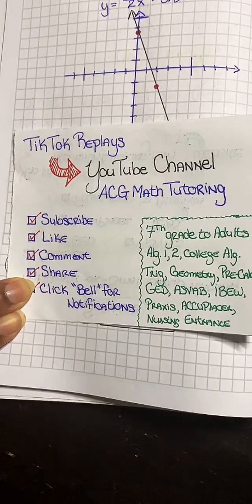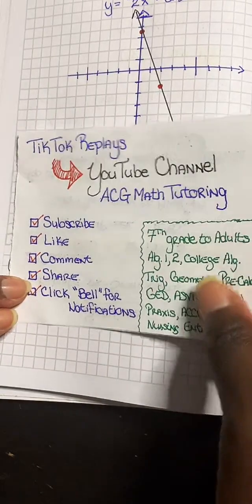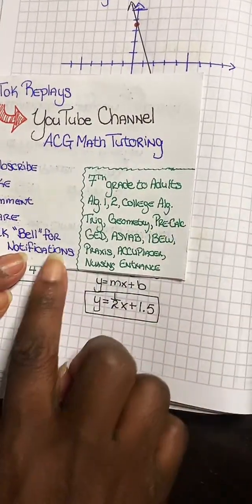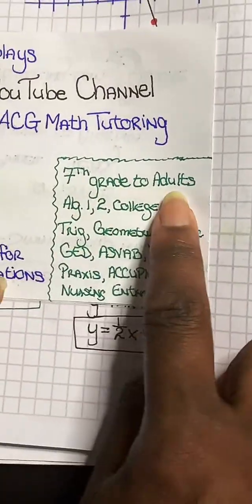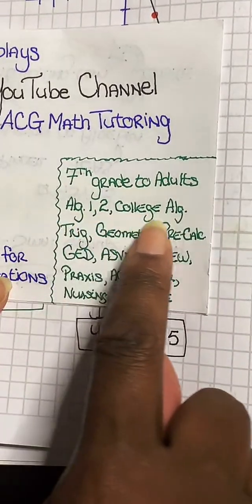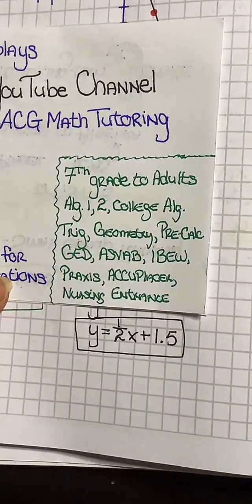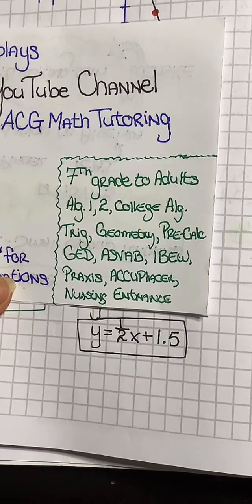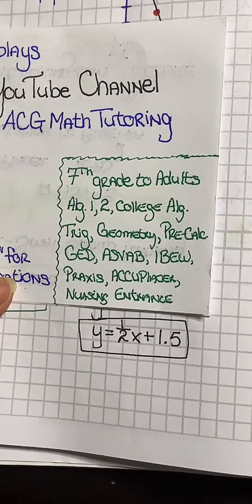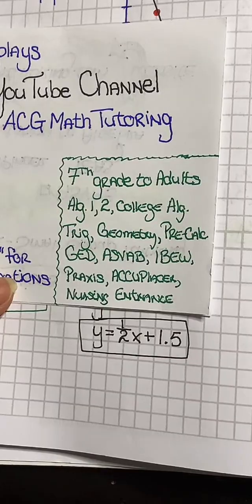A lot of you guys are always wondering, what does she teach? What does she tutor? Okay, here it is. We have 7th grade through adults. Algebra 1, Algebra 2, College Algebra, Trig, Geometry, Pre-Calculus, GED, ASVAB, IBEW for the electrician's apprenticeship, the early stages of Praxis, the ACCUPLACER, and any nursing exams. Nursing exams are high school equivalency tests. I'm there for you. I can help you out.